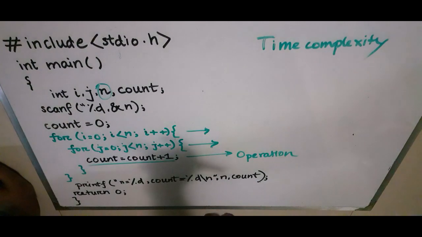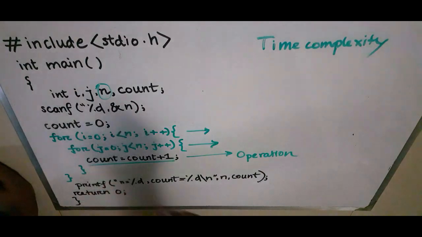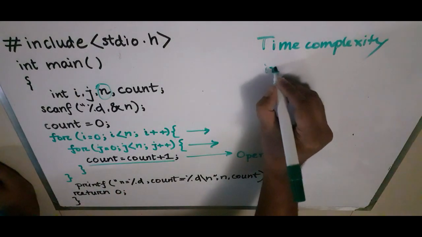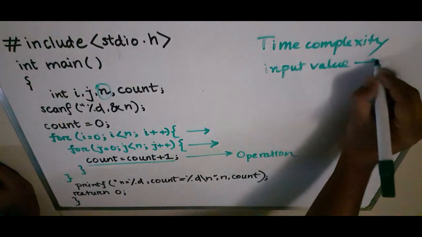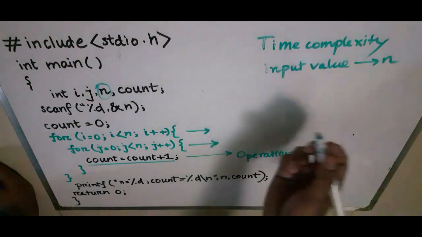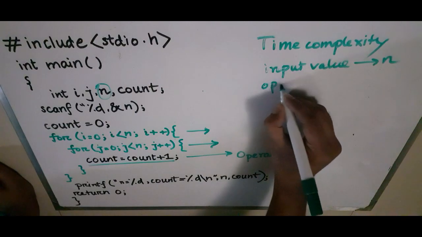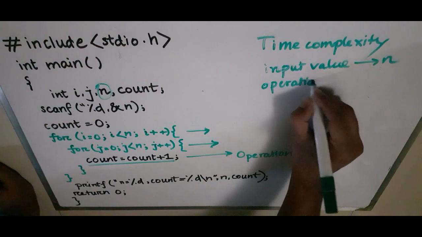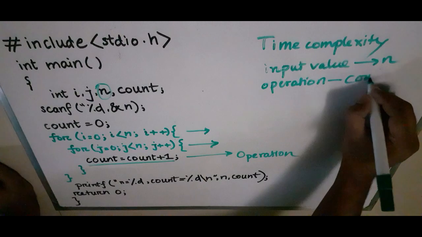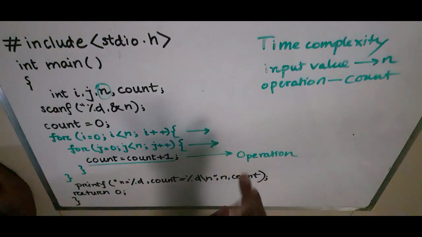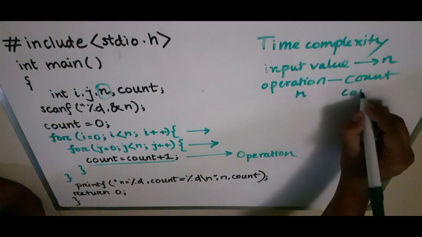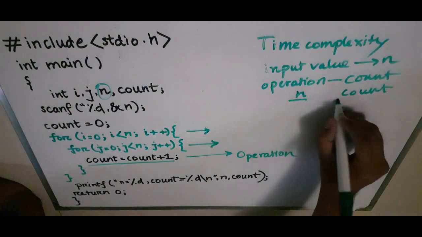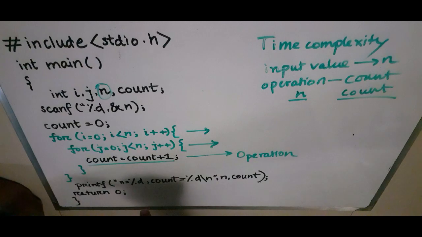Okay, so what I'm trying to find out here is, is there any relationship between the input value, n, right? In this case our input value is n, and the operation that we are performing is the count operation, right? So is there any relationship between this n and count? Is there any? So I would suggest you to write down this code on a compiler.